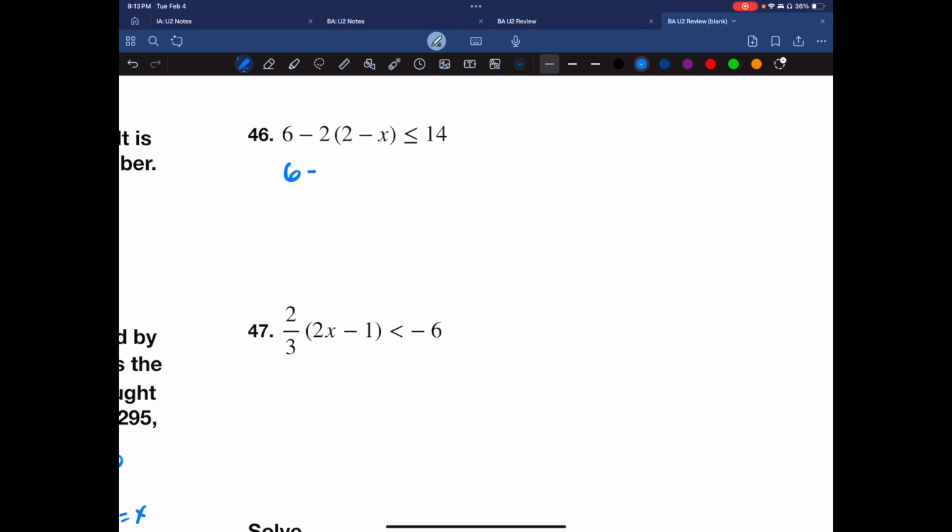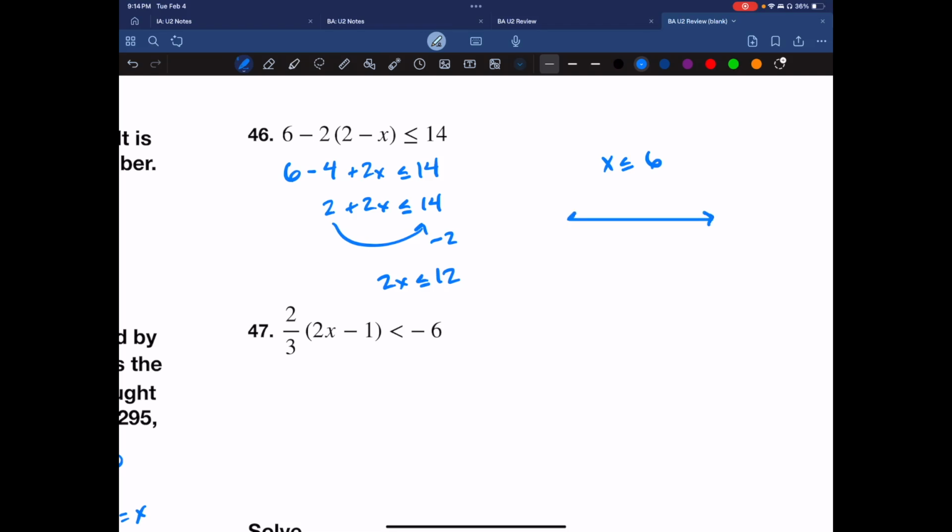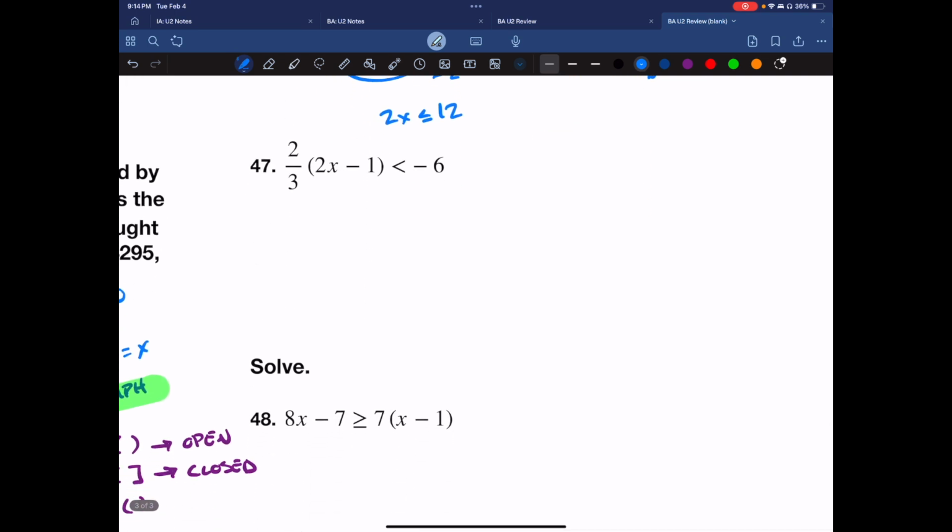All right, 6 minus 4, because I'm giving the 2 to that. All right, and then don't forget to give the -2 to the negative x. That's going to be plus 2x. Less than or equal to 14. All right, let's clean this up. We got 2 plus 2x less than or equal to 14. I'll move the 2 over here. Minus 2. 2x less than or equal to 12. Right? And so this is going to be x is less than or equal to 6. Okay, so I got 6 in the middle. It's closed circle because of the bar. Now shading to the left. Okay, easy peasy with the inequality and the graph. All right, 47.